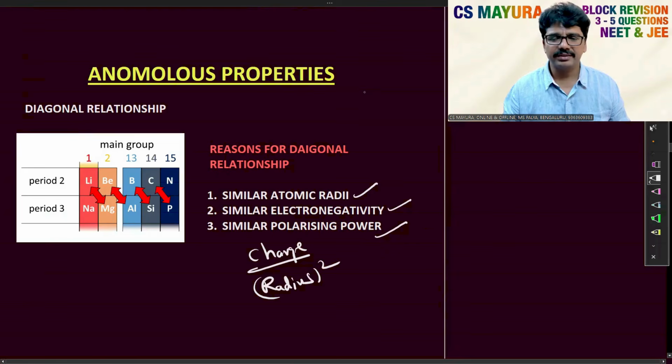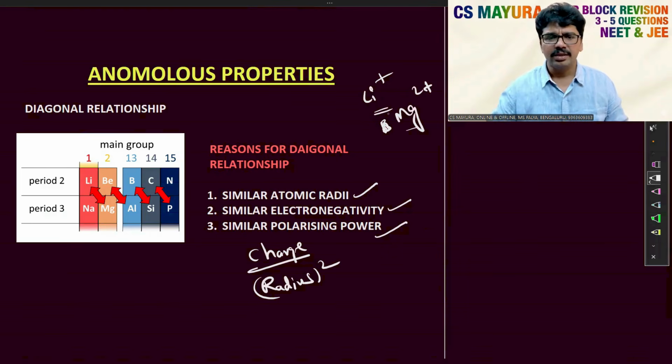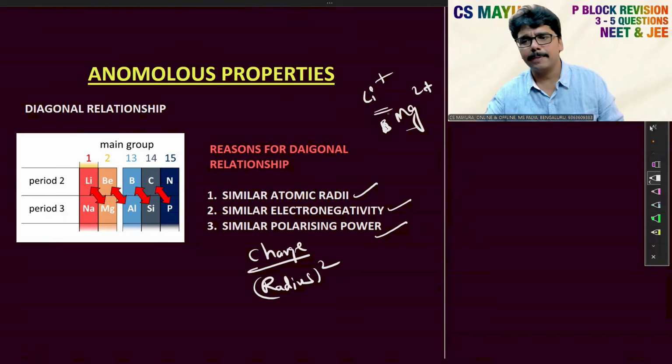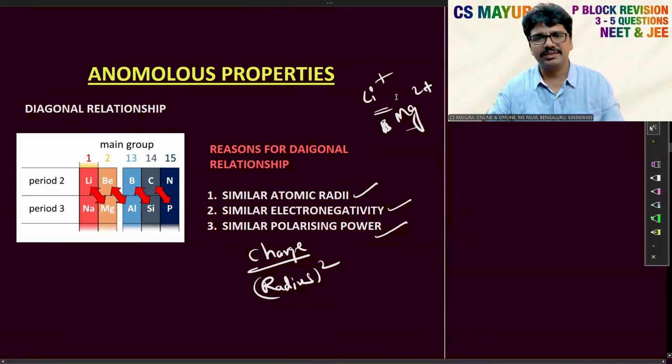Suppose I take lithium Li+ and its diagonal pair Mg2+. The charge by radius whole square of Mg2+ is approximately equal to the charge by radius whole square of the lithium ion. They are approximately equal, so they will have similar atomic radius and similar electronegativity. So what are these anomalous properties and diagonal relationship properties, we will see now.